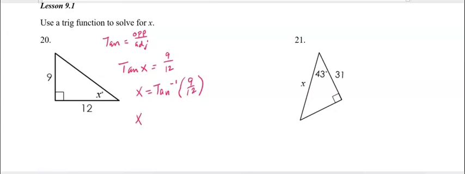All right, so it's pretty easy now to go to our calculator and do second tangent, and then 9 divided by 12 in the parentheses. And we'll just round these to the nearest tenth. You can do the same thing on your test. So that would be 36.9 degrees is angle X. All right, on number 21, we're looking for a side measurement.